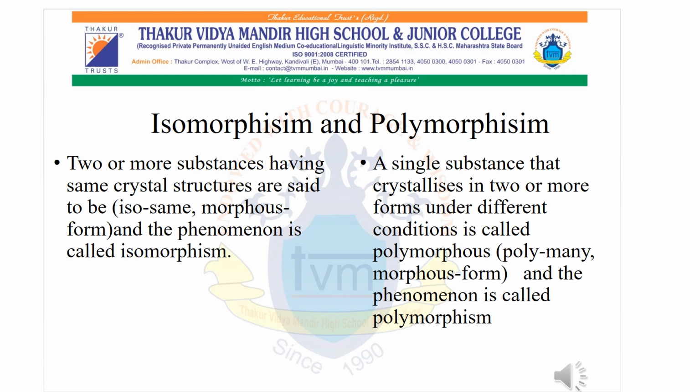Now, polymorphism. A single substance that exists in two or more forms or crystalline structures is said to show polymorphism. Polymorphs of a substance are formed under different conditions. For example, we can say calcite and aragonite are two forms of calcium carbonate. Alpha and beta forms are also examples of polymorphism.